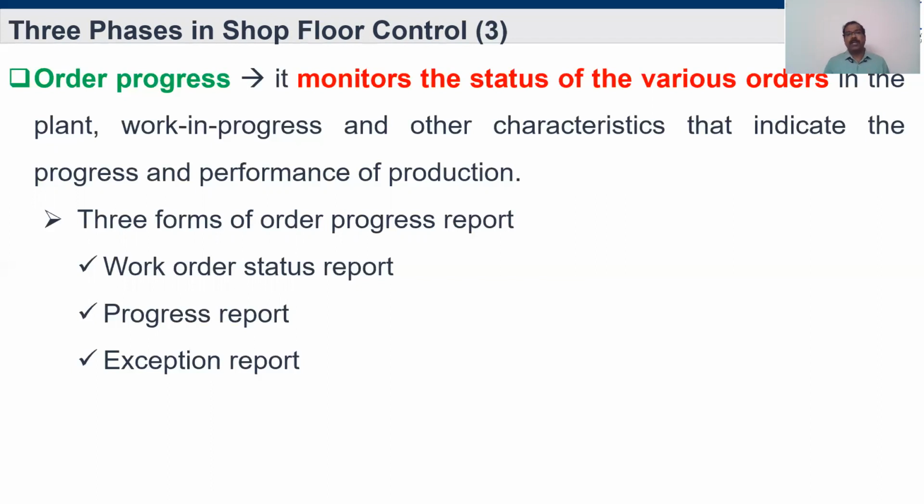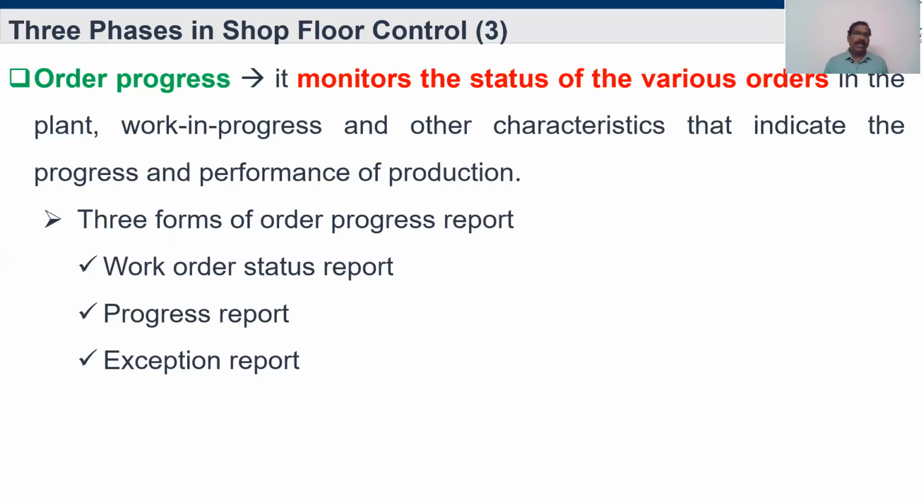That is order progress. There are three order progress reports in the industry. One is the work order status report. Once I release an order for a particular work, we should know what stage it is at. It may have 10 to 20 machining operations on a particular component, whether all 20 are completed or only 15, something like that.